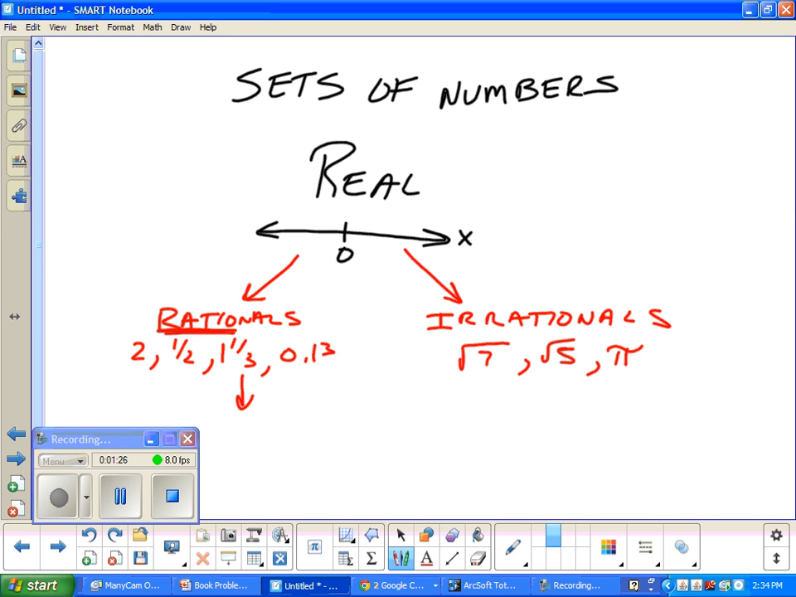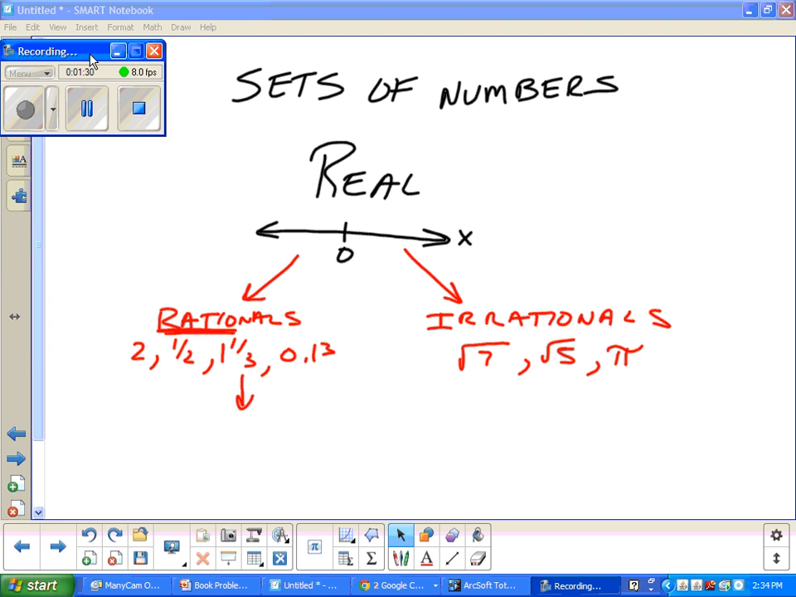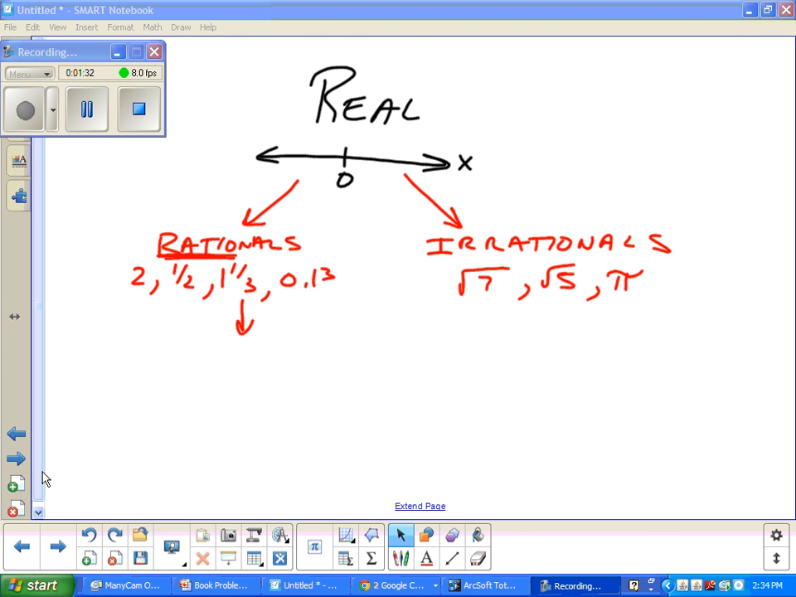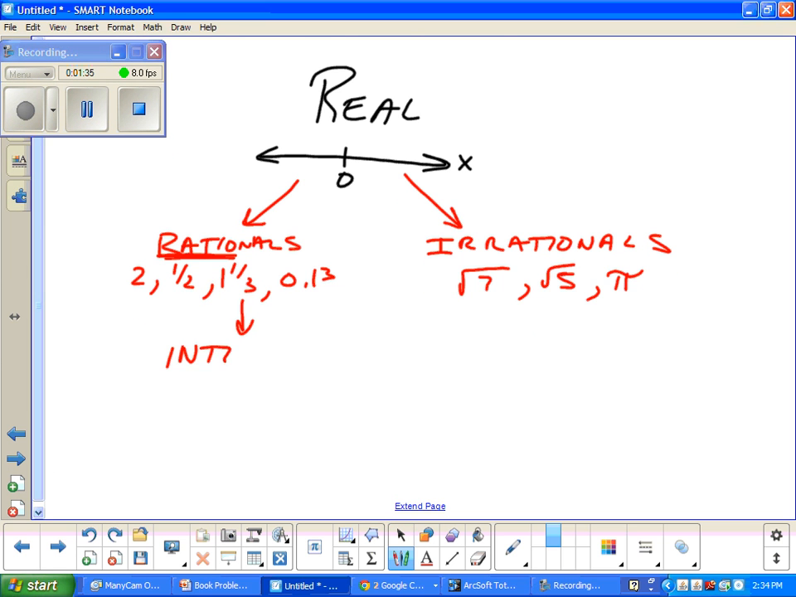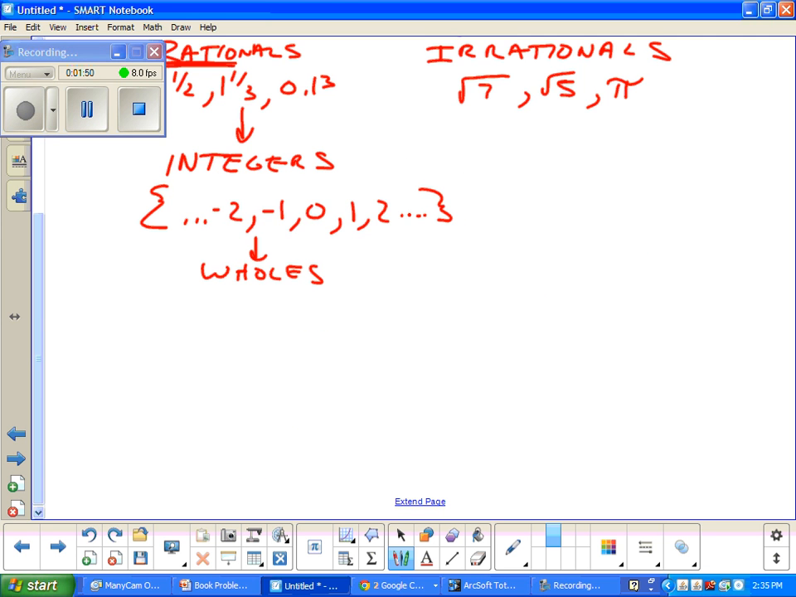Under rational, you have three things. Integers, which are whole numbers, negative and positive, and 0. Wholes, which are simply all the positive numbers and 0. And finally, natural numbers, which are the counting numbers.